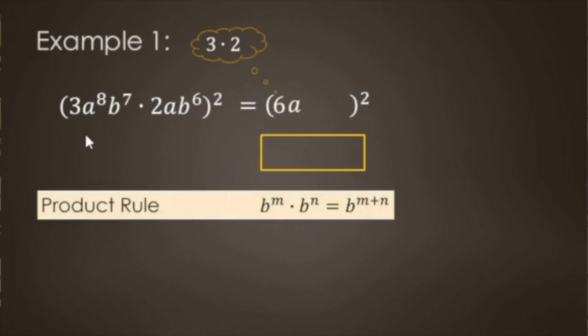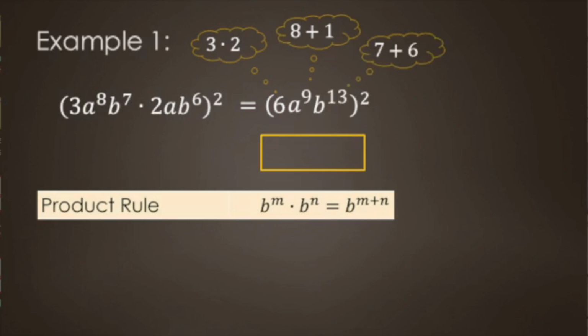Now for the a's. Here we have a to the 8th times, and this is an a to the first power. So we don't ever write a to the first power, but you do need to know that that is a hidden 1 up there. So that's going to be a to the 8 plus 1 makes a to the 9th. Next up, the base b. B to the 7th, b to the 6th. We're going to add the 7 and the 6, making it b to the 13th power.